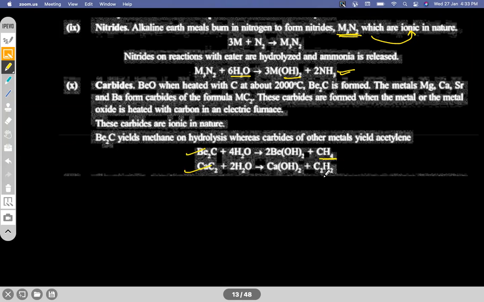CaC2 dissolved in water forms ethyne, sorry, acetylene, C2H2. So Be2C yields methane on hydrolysis, whereas carbides of other metals yield acetylene. This line you must copy down. Questions on carbides have come many times in exams. JEE also, they asked this. MC2 type carbides, group 2 elements form. Done?